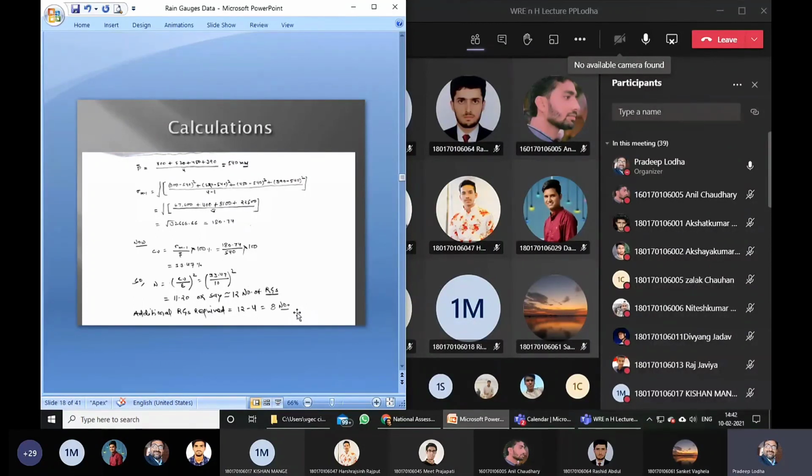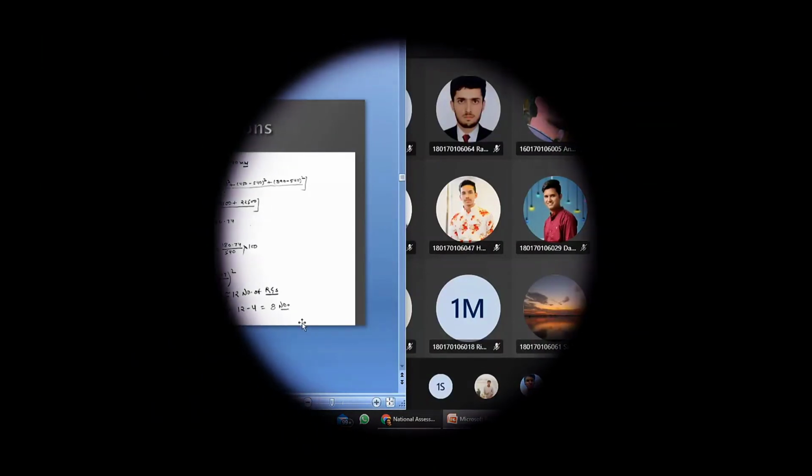So this is one way of calculation. Second way of calculation, you could say that it is 11.2, so you have to look into where to round it off. And if it is 11, then the additional rain gauge stations required would be 7.